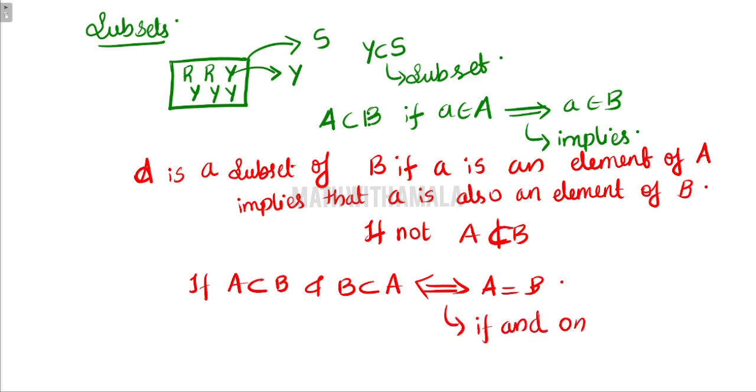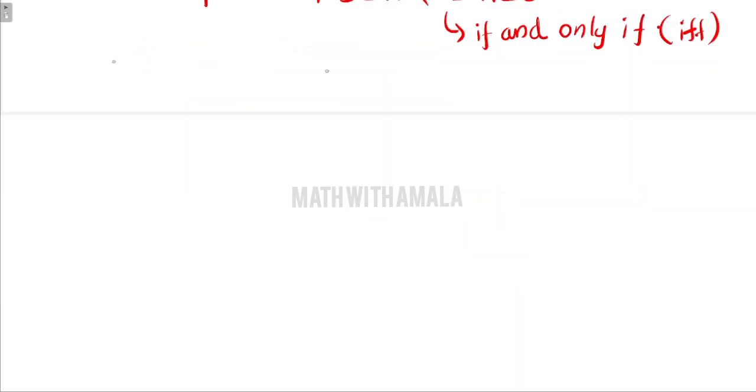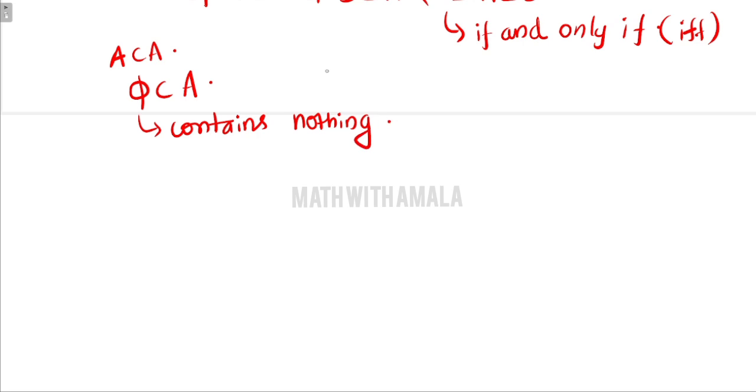If A is a subset of B and B is a subset of A, then A is equal to B. That symbol inside is called if and only if, iff, which means everything is there in A and B; they are equal. Suppose A subset of A. That means if we take a set A, then A is completely contained in A. There is no doubt about it.